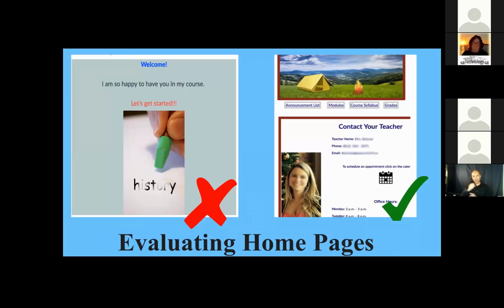Let's give them instructions. Let's be clear. Where do we want them to go? Where do we want them to link? Provide those links. So on the right-hand side, you see information on maybe adding links for how they're going to contact you if they need help, how they're going to get to their grades, how they're going to get to the course syllabus.